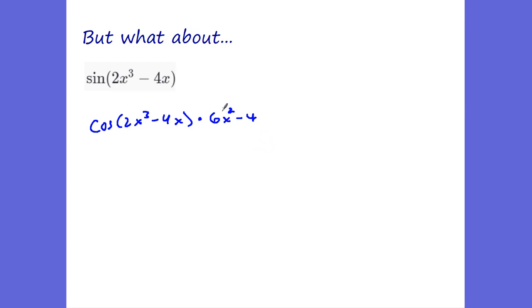It's 6x squared, right? 6x squared, because that 3rd power goes down to the 2nd power. My fault there. So that is your derivative.